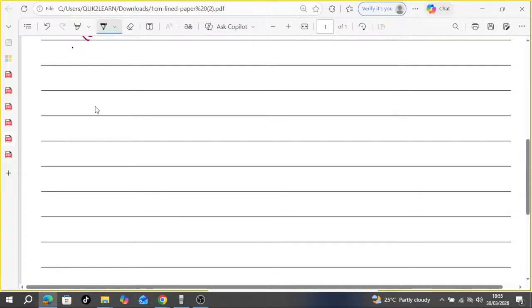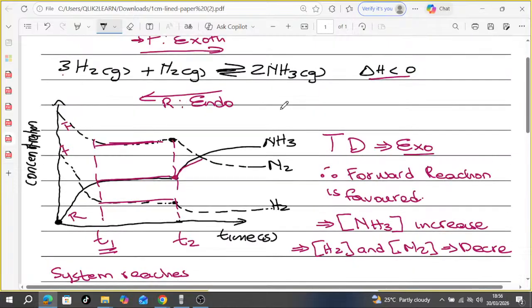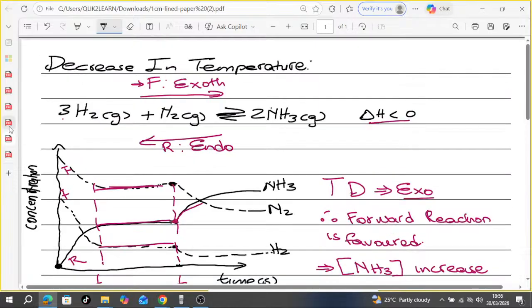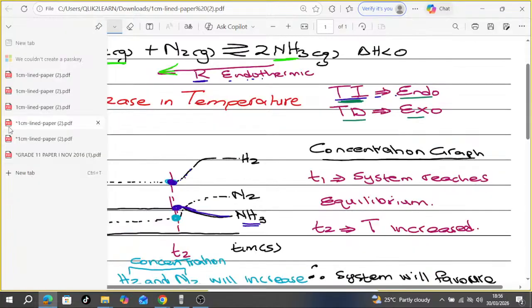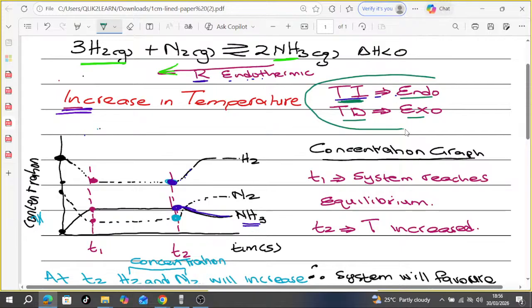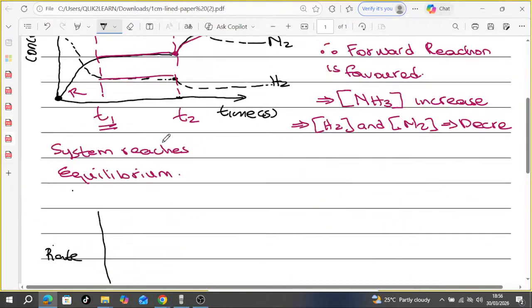So now, let's do the rate graph. For the rate, this is how the graph will look like. This is time in seconds. Listen, there's nothing you can do without this information. If you forget that an increase in temperature favors endothermic, and a decrease in temperature favors exothermic, there's nothing you can do without that. So please make sure that you keep that information in mind.